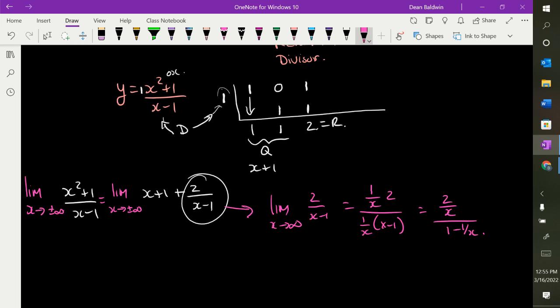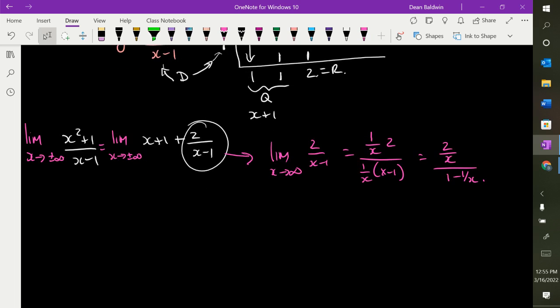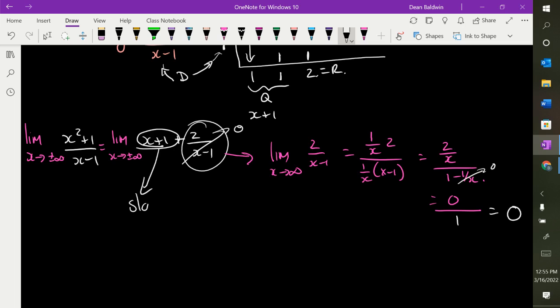Okay. What happens to the top as we go to infinity? That goes to 0. What happens to the bottom as we go to infinity? 1, because that goes to 0. What's 0 divided by 1? 0. So this whole thing disappears, right? So this thing goes to 0. What am I left with? That is your slant asymptote.